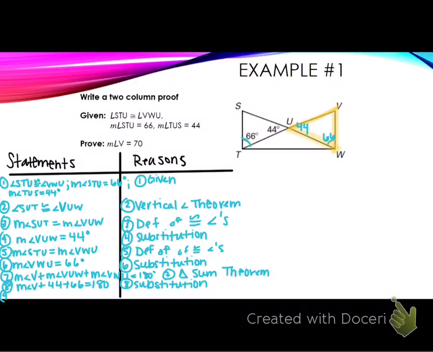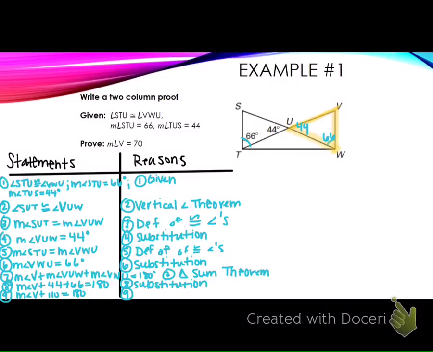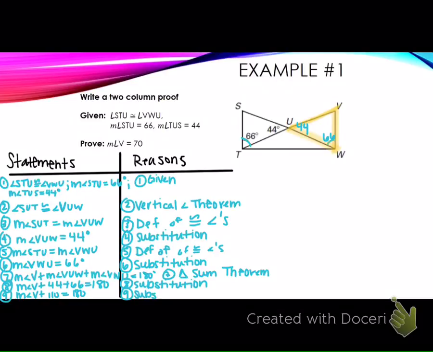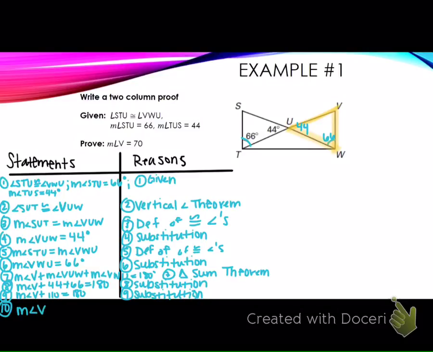Then we can combine like terms. If you combine like terms on the same side of the equation, what is the reason? It's not combine like terms. What do you use? Substitution, because we're saying 66 plus 44 is the same thing as 110. So that's substitution, and then we can use the subtraction property. Can you guys see this if I do that? The measure of angle V, can you see that there? Equals 70 by subtraction.